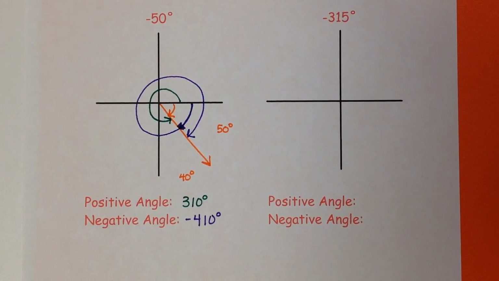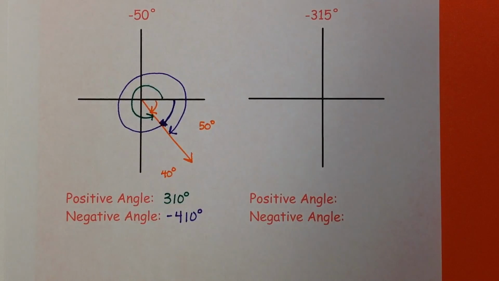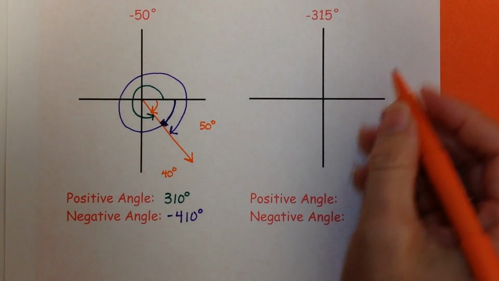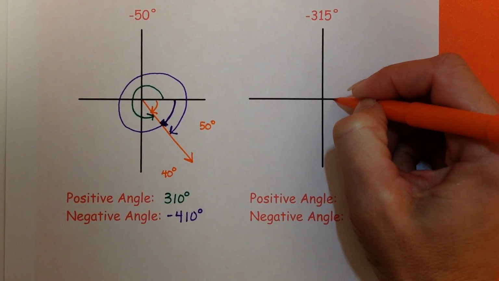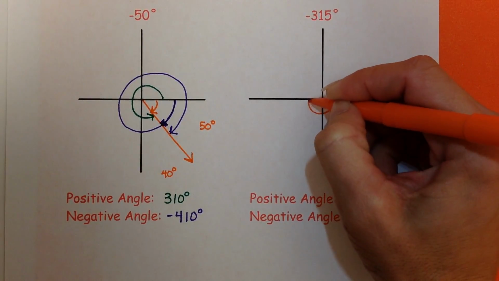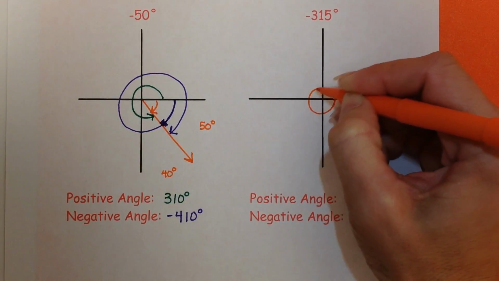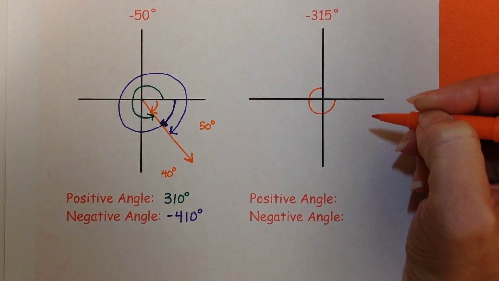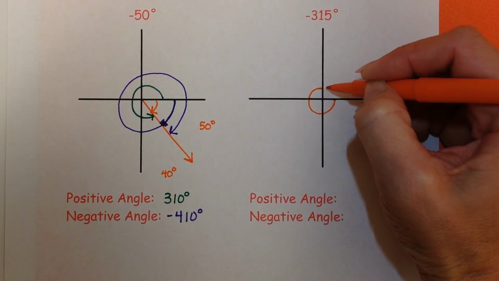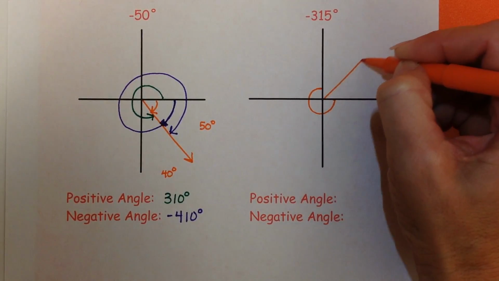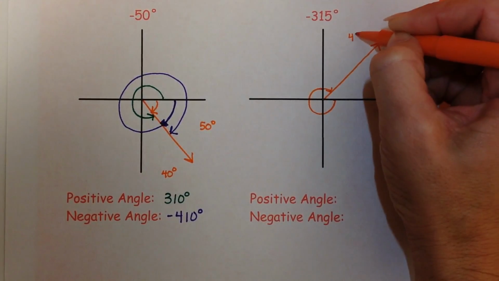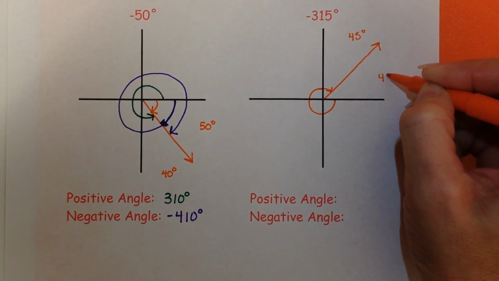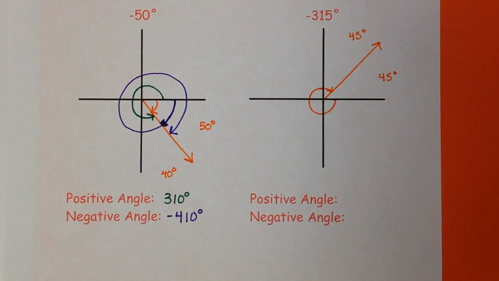Going to the next example, we have negative 315 degrees. Okay, so rotate clockwise. So from here to here, that would be 90, 90, and 90. That's 270. So to get from 270 to 315, I need to go another 45 degrees. So this section has 45 degrees in it, and this section has 45 degrees in it.